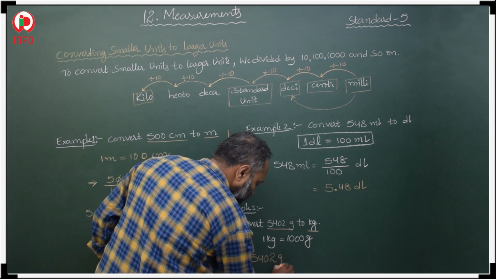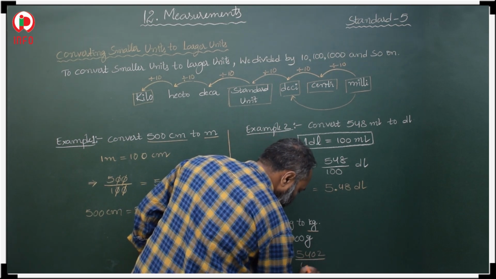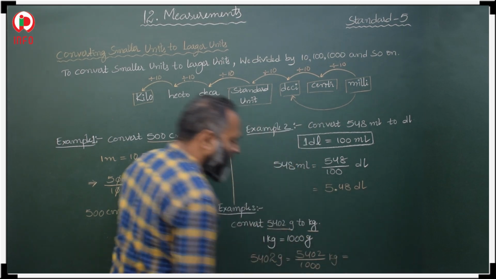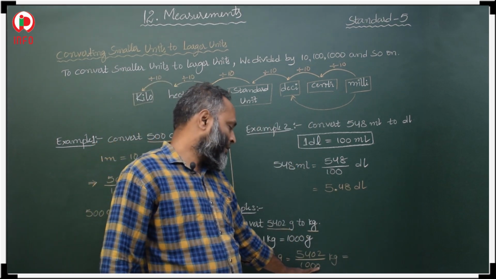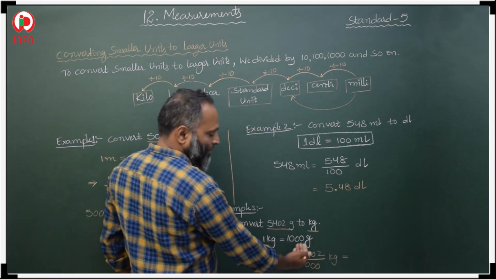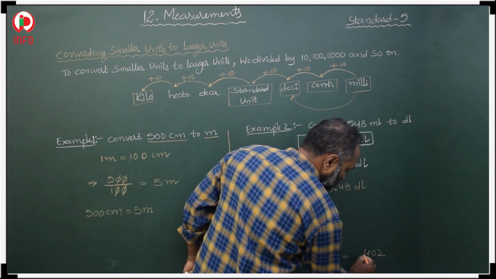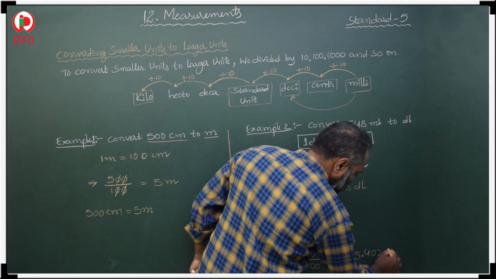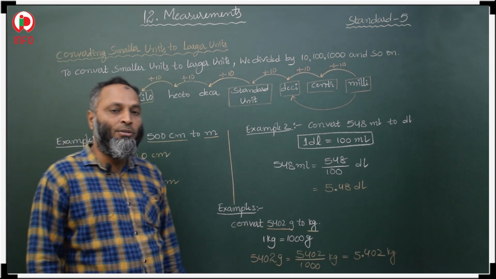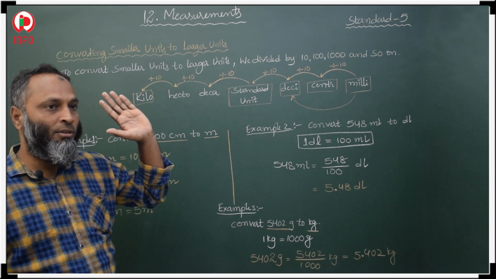So 5402 grams is equal to 5402 divided by 1000, and it will convert into kg. How many zeros do we have? 1, 2, 3 zeros in the denominator. It means after 3 digits from the right we put a decimal: 5.402 kg.